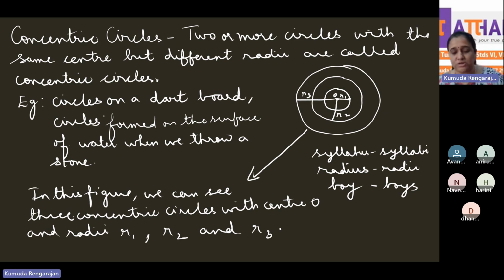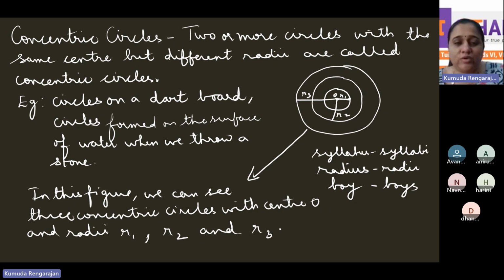Have you seen a dartboard, children? How a dartboard looks? You throw an object like an arrow, and we need to throw it at the center. So that is the center. Then around that, the circles which you see are the concentric circles. Yes, ma'am. Okay.